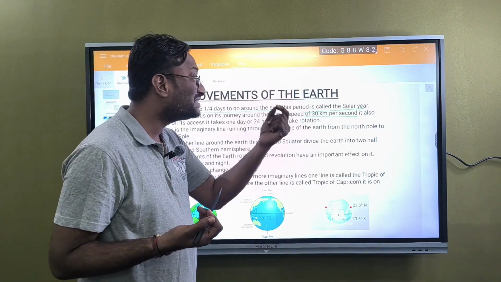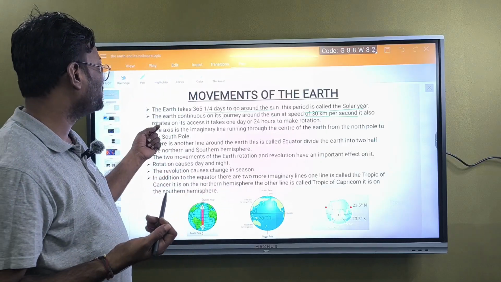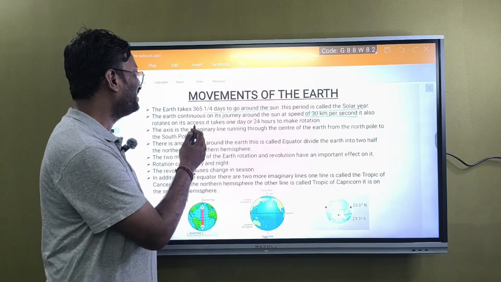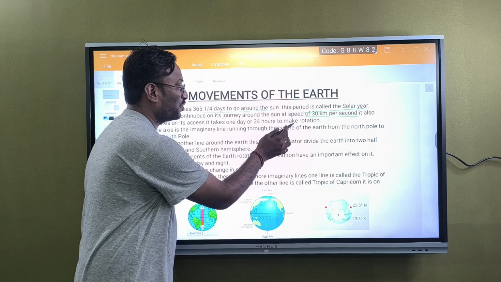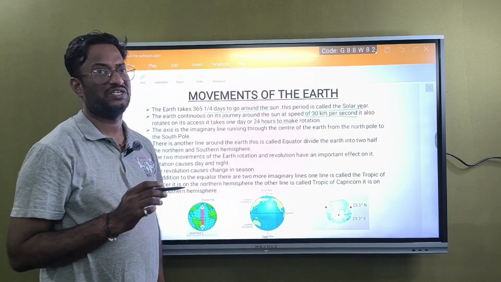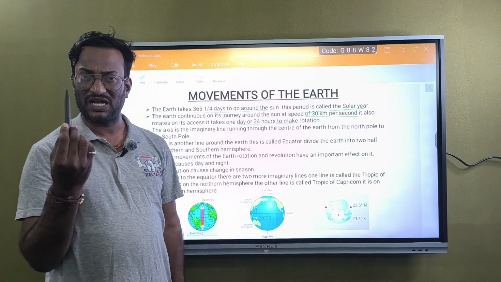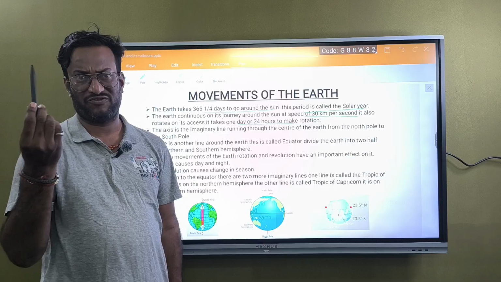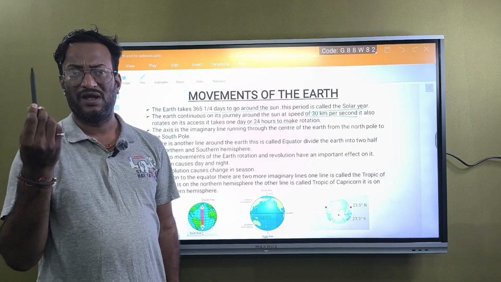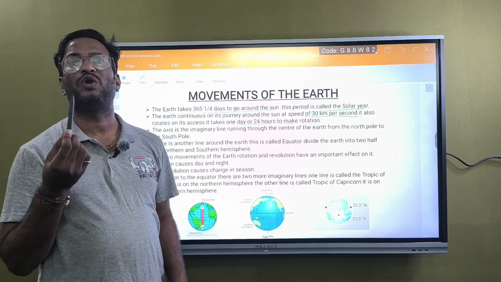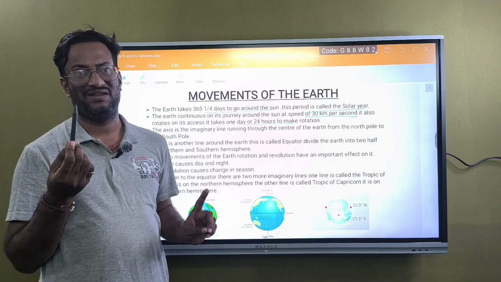30 km per second. It also rotates on its axis. It takes 1 day or 24 hours to make one rotation. So first of all, the earth is going to rotate by itself. How much time does it take to rotate? 24 hours or 1 day.